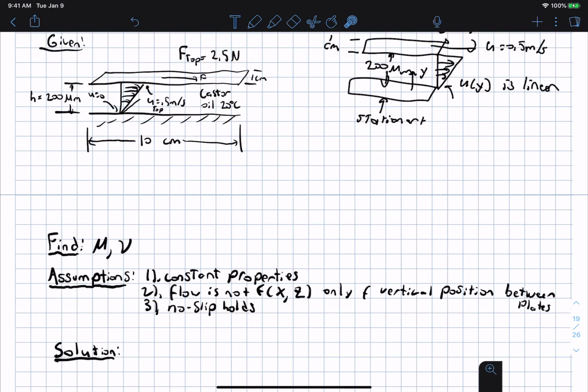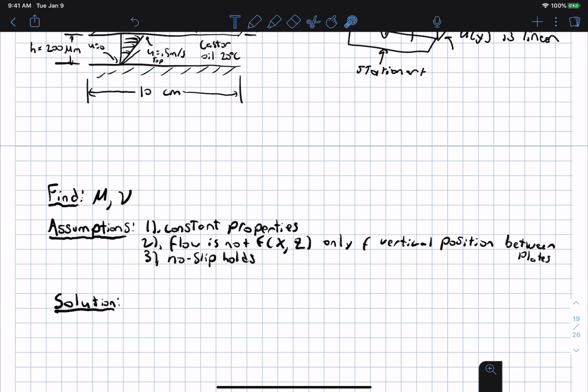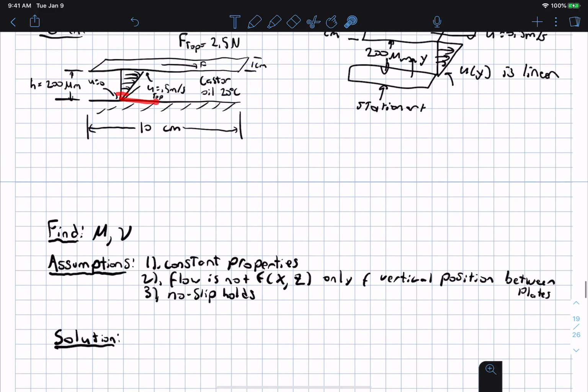that is between the top plate. And also the density is constant. Okay, and we're going to assume that the fluid velocity is not a function of x or z. So basically the fluid velocity is only a function of height above the bottom plate. And we're going to assume that no slip holds. The no slip condition is the condition where fluid basically sticks to a solid surface, and I'll discuss more about that later on.